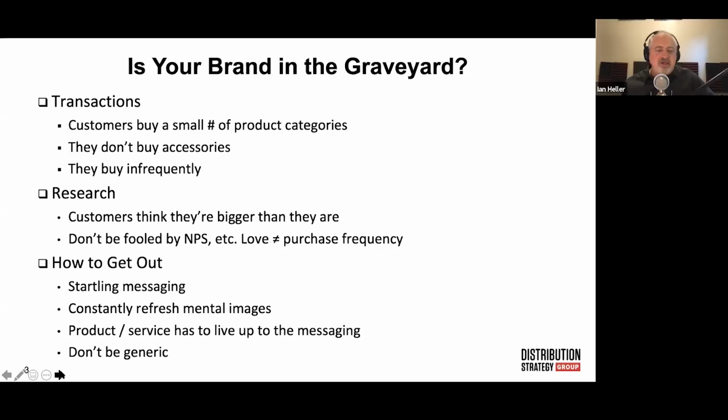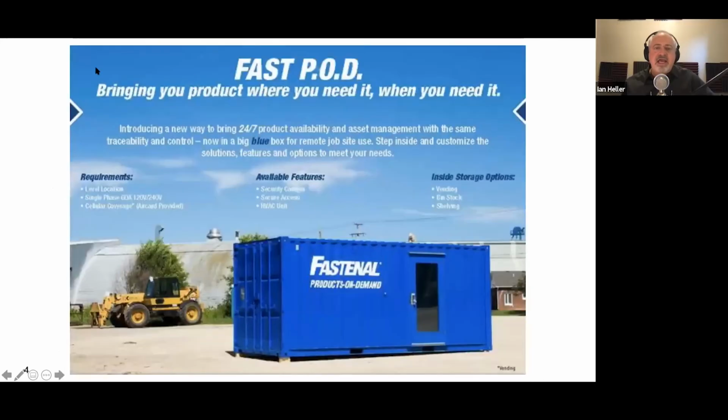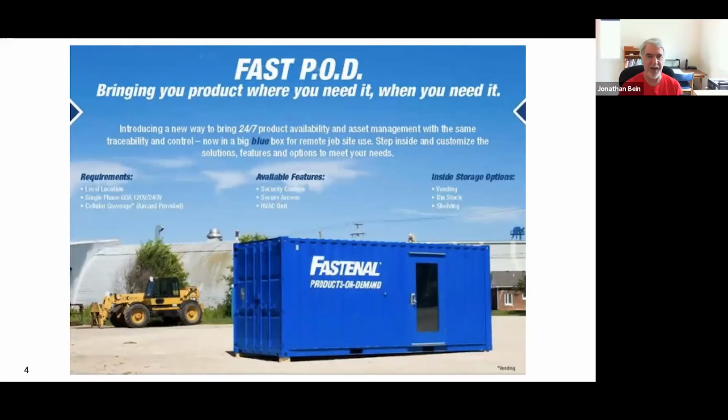All right. So this is a startling ad. So Fast Pod. This is from Fastenal, obviously, bringing you product where you need it, when you need it. So look at the image there. It's a container with a door on it. It's not a fastener. Or a branch. Right. And if you have Fastenal in the brand graveyard, and you talked about this, Jonathan, before we were on the air, they're a fastener supplier, right? I mean, it's hard to disassociate the word fastener from the name of the company Fastenal. Okay, but right. It is what it is. They can't change it now, right?